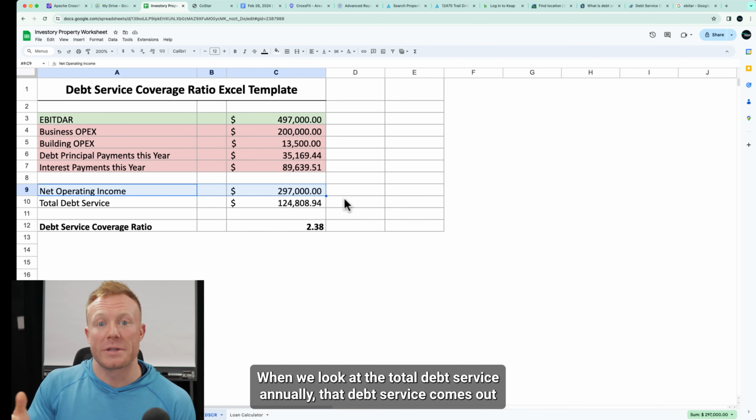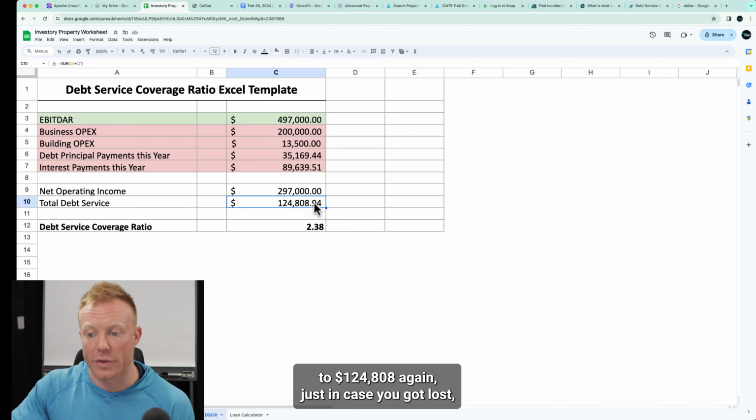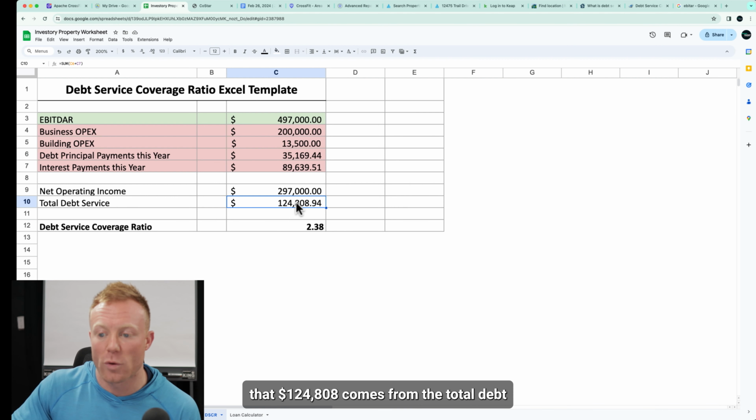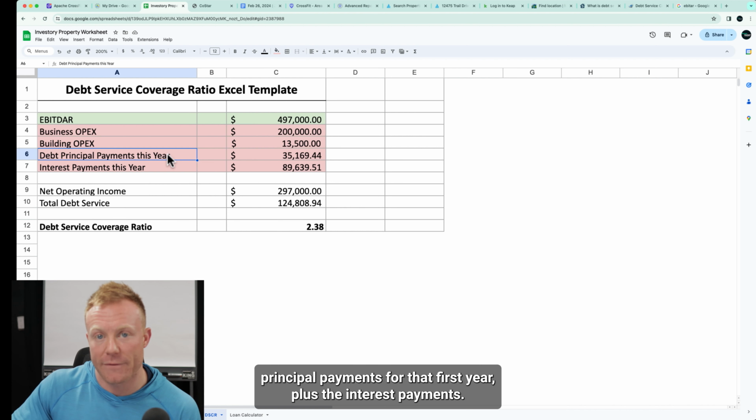$297,000. When we look at the total debt service annually, that debt service comes out to $124,808. Again, just in case you got lost, that $124,808 comes from the total debt principal payments for that first year plus the interest payments.